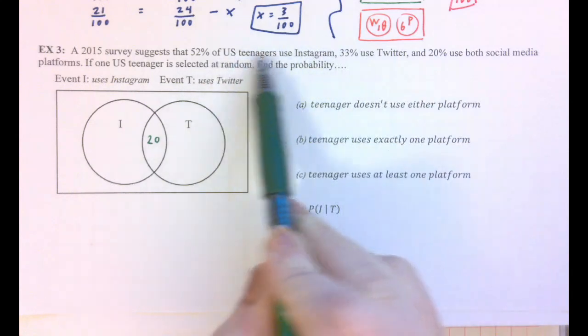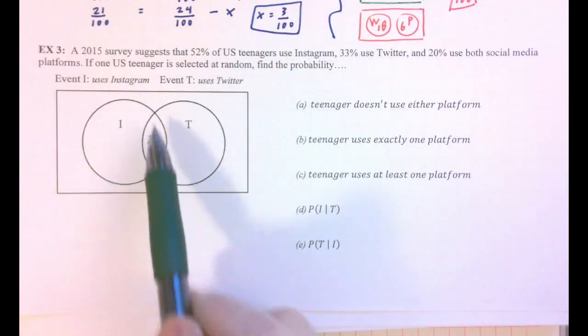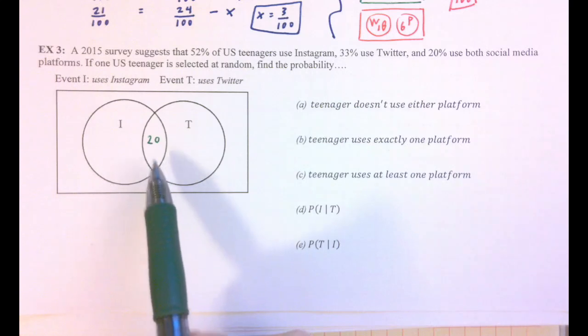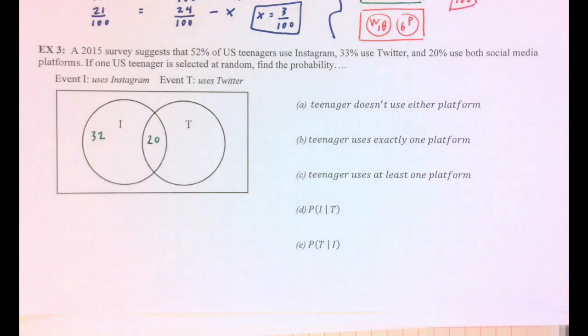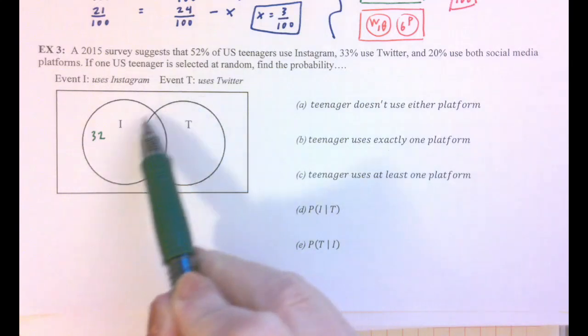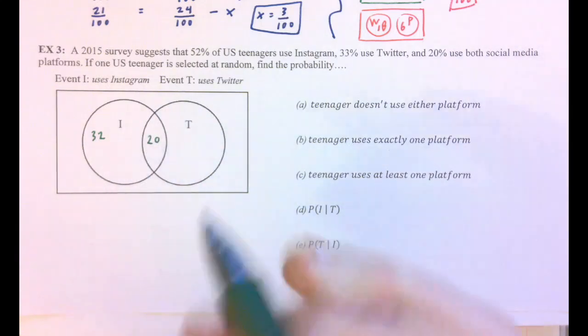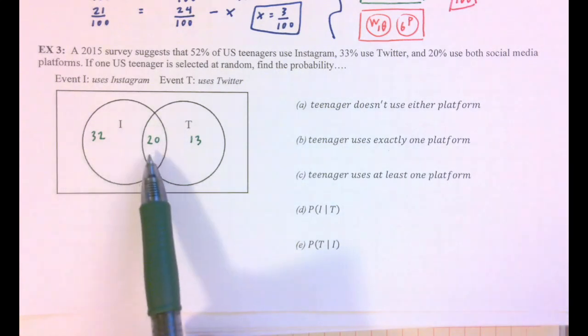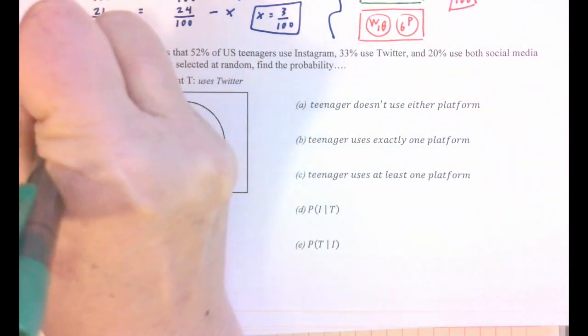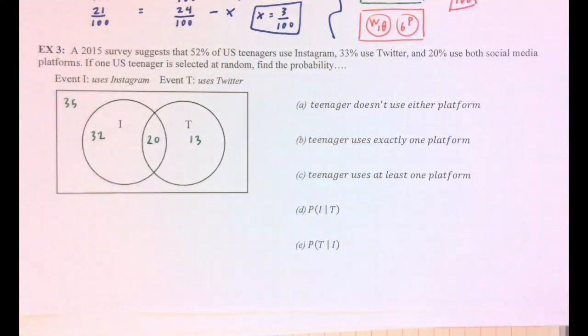Okay, 52% use Instagram, so this entire circle has to add to 52. So 52 minus 20 gets me 32 right here. These guys only use Instagram. Okay, Twitter, here's my 33% total, so subtract that 20. 13% only use Twitter, and then everyone else, I take my 100%, subtract 32, 20, and 13. We have 35% of teenagers who don't use either of these platforms.